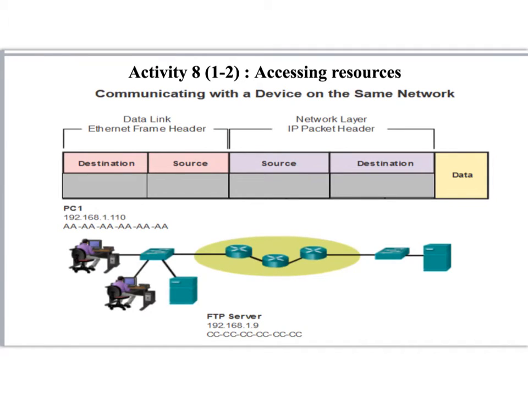Now, question 2. Since it exists on the same LAN, I need to know the physical address of that FTP server. Do I have it? Basically, PC1 will have a cache. And this cache will have all the physical addresses of the people inside the house only. As a rule, you need to store the physical addresses of all the computers only inside your local area network.